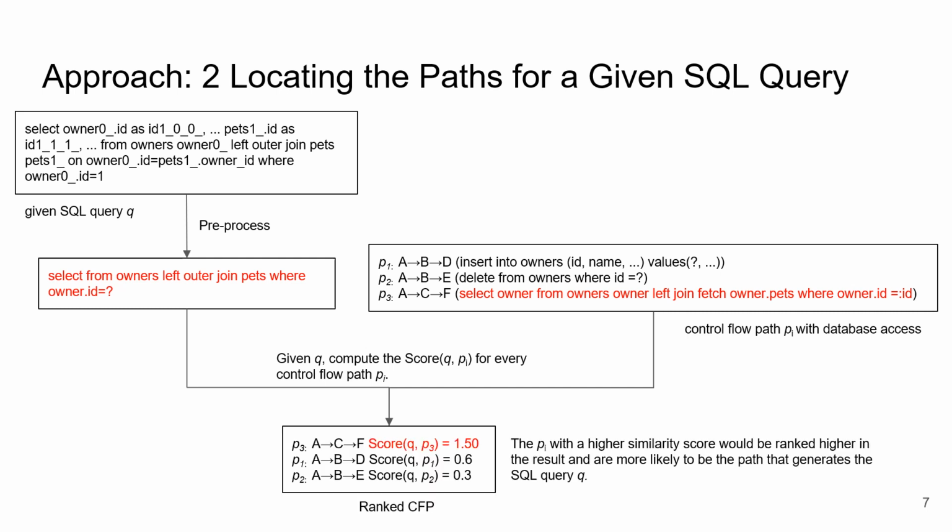Finally, it outputs the ranked control flow paths for the given SQL query. The path with a higher similarity score will be ranked higher in the result, and is more likely to be the path that generates the SQL query. For example, path 3 has the highest score for the given SQL query, hence it ranks first.